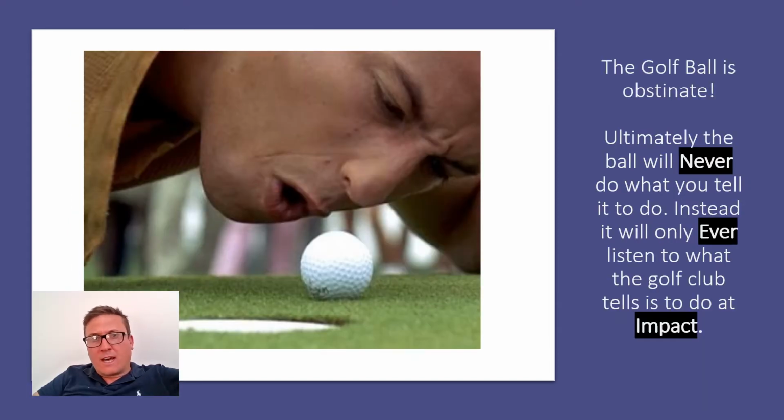So if we're looking to understand exactly what creates curvature, we've got to know that the golf ball is super obstinate. It is a really ignorant little white sphere that will only do what the golf club tells it to do at that moment of impact. So if you're hoping that just by praying and shouting at it that it will do something that you want it to do, it's never going to happen. So if we can understand the instructions that it receives at impact, then we've got a better opportunity to control what it's going to do around the golf course.